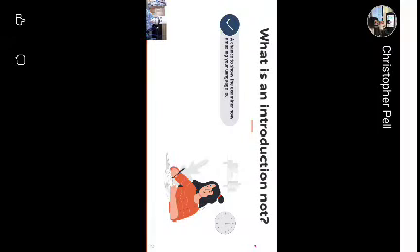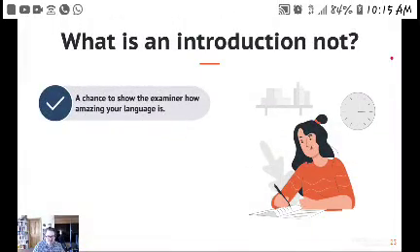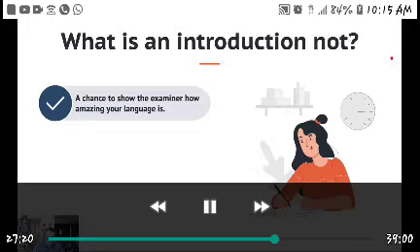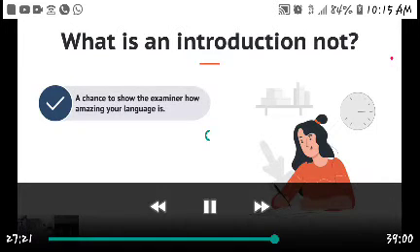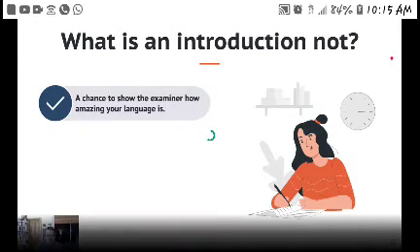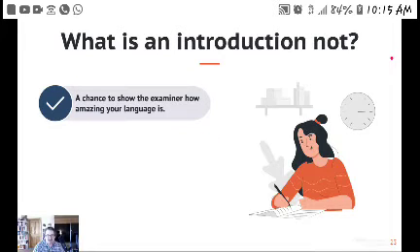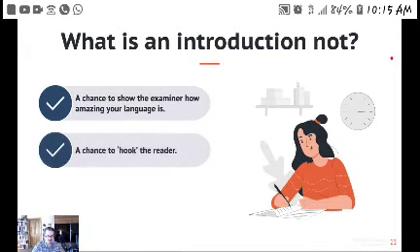Structures and things like that, you're not going to be focused on actually writing a clear introduction, and you are increasing the chances of you making lots of mistakes. So you're actually lowering your grammar and vocabulary score instead of improving it. It's also not a chance to hook the reader.